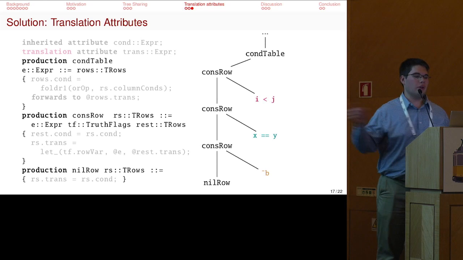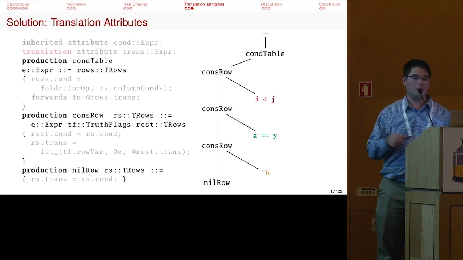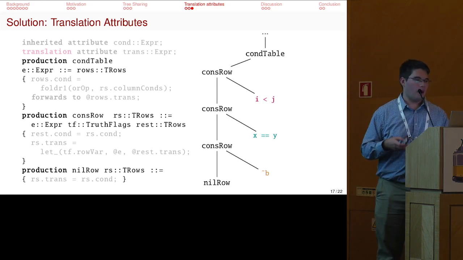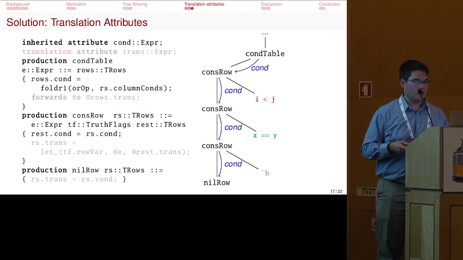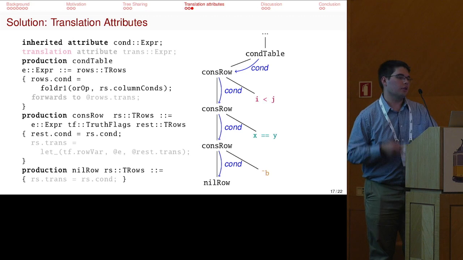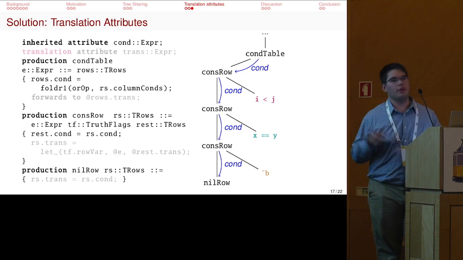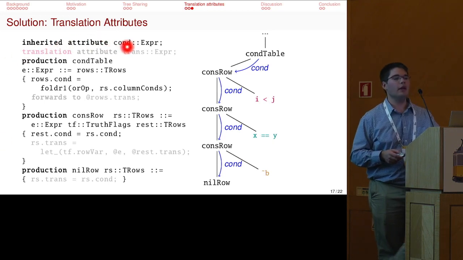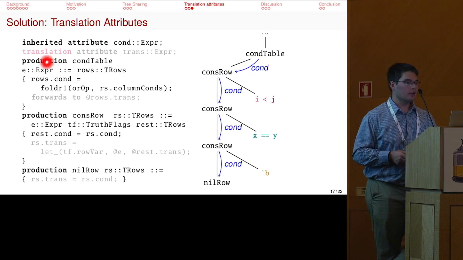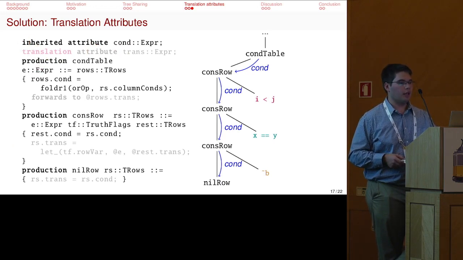So these are the signatures of the productions that represent a condition table. The sequence of rows that make up the body of the table are represented by this TRows non-terminal. And the condition table production constructs the Boolean expression that should go at the end of the chain of let expressions. And this gets passed down the table rows using this higher order inherited attribute called cond. And this expression that we construct only refers to variable names and doesn't contain any trees that should actually be shared.